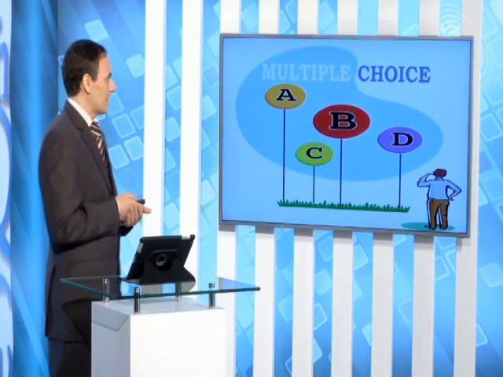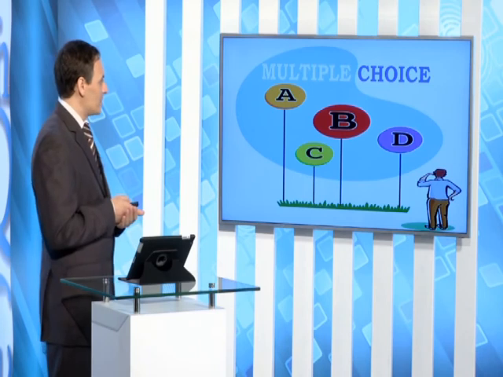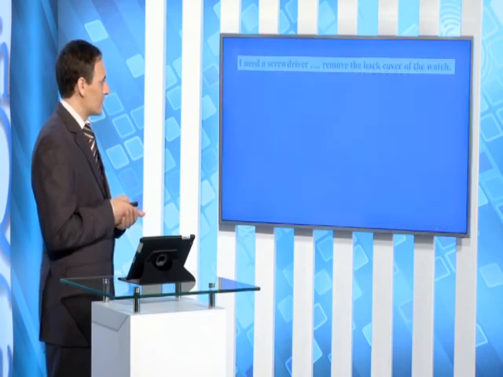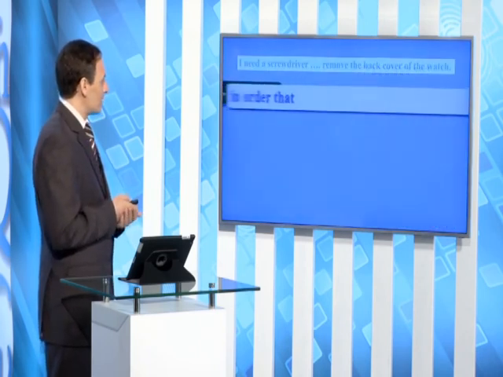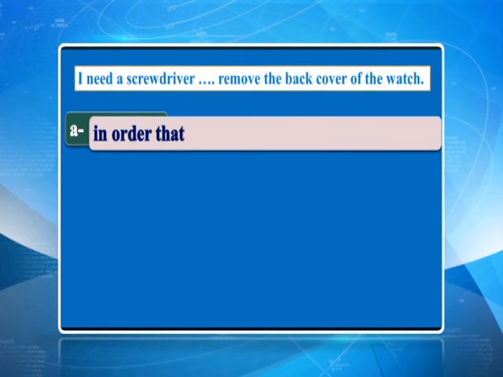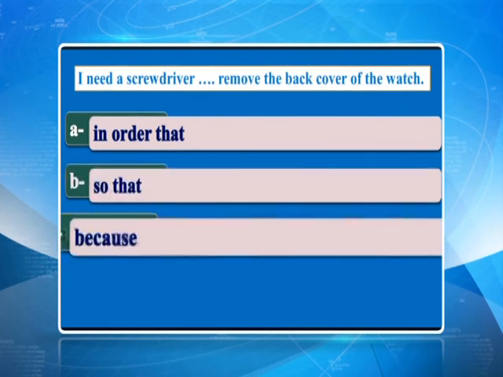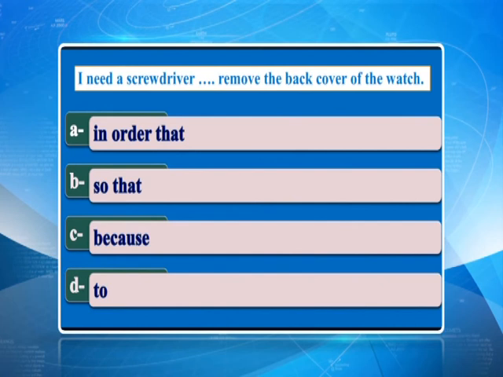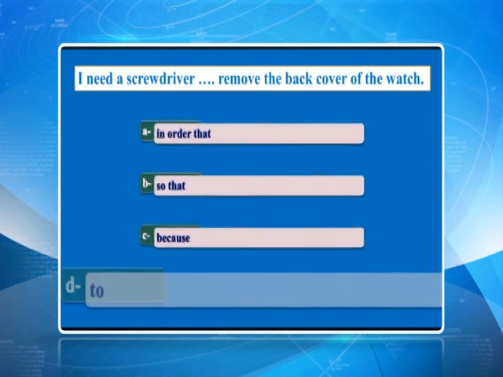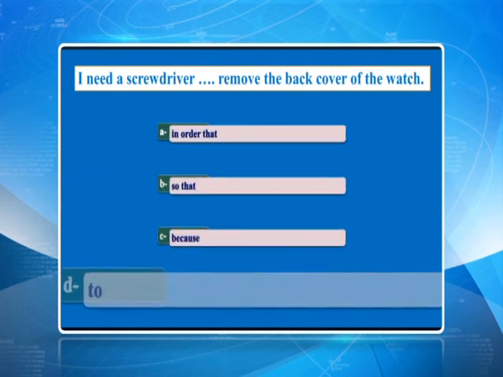Okay, time for multiple choice right now. So from A, B, C, and D, try to choose the best answer. I need a screwdriver in order that remove, so that, because, or to. Remove the back cover of the watch. The correct answer is to. I need a screwdriver to remove the back cover of the watch.